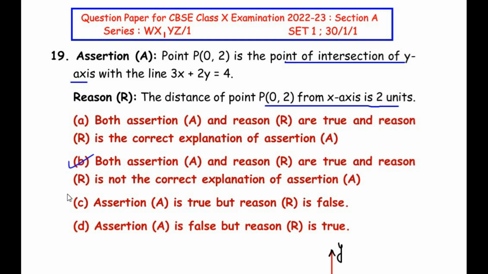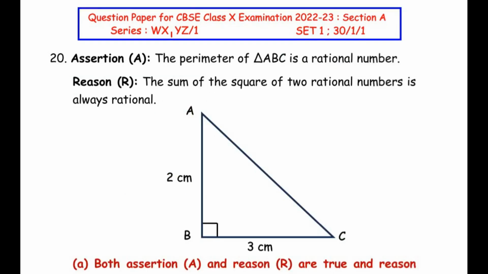Now let us move on to the 20th question. The 20th question is a combination of triangles and real numbers chapter. The assertion states that the perimeter of triangle ABC is a rational number, and the reason is the sum of square of two rational numbers is always rational. So let us first find out the perimeter of the given right angle triangle.